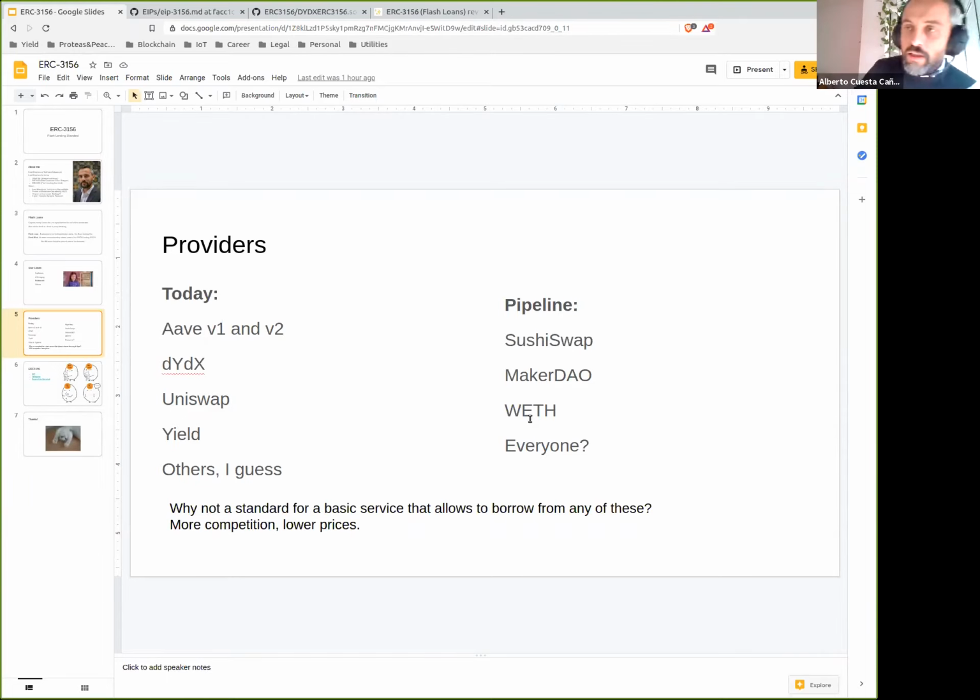Yes, but I am expecting that these companies will implement the standard, most likely in the next version. And also to facilitate this, I've already coded the wrappers for Aave, dYdX, Uniswap, and Yield, so that you can call the wrapper using the ERC-3156 interface, and the wrapper internally does a flash loan to any of these providers.